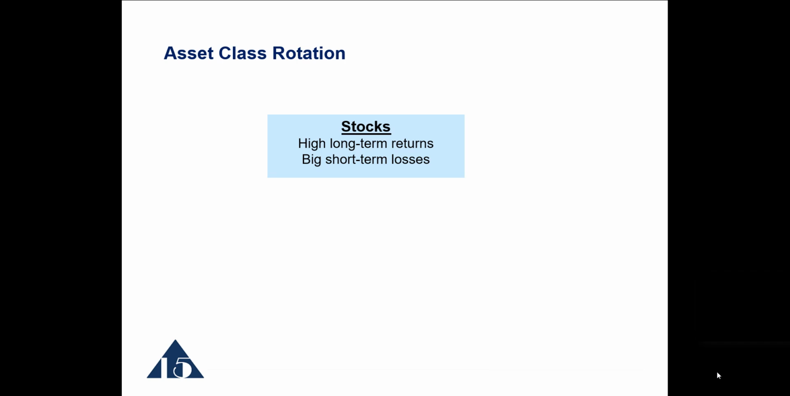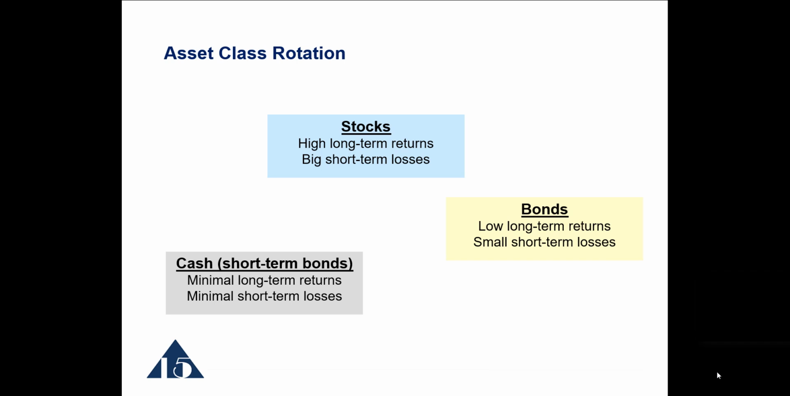Asset class is just a name for a certain type of security. One asset class is stock, and stocks are very important to people who are saving for retirement. Stocks have high long-term returns, but unfortunately, they have large short-term losses. Another asset class that's important is bonds, and they have lower long-term returns, but they have smaller short-term losses. These two asset classes are the most important in most retirement accounts. Cash is the third asset class, and it has minimal long-term returns and minimal short-term losses.